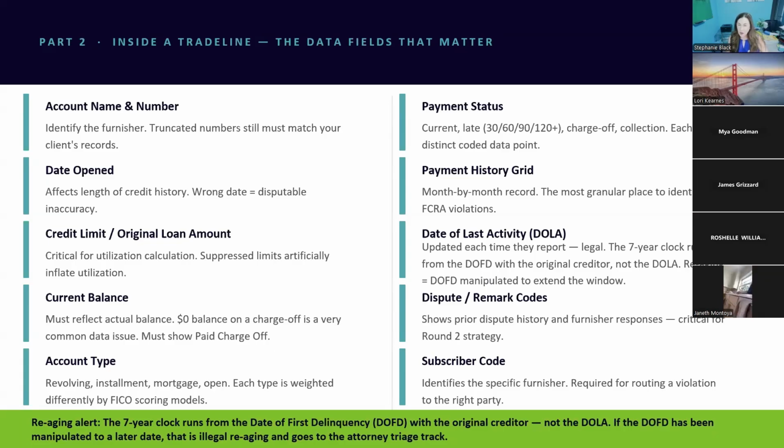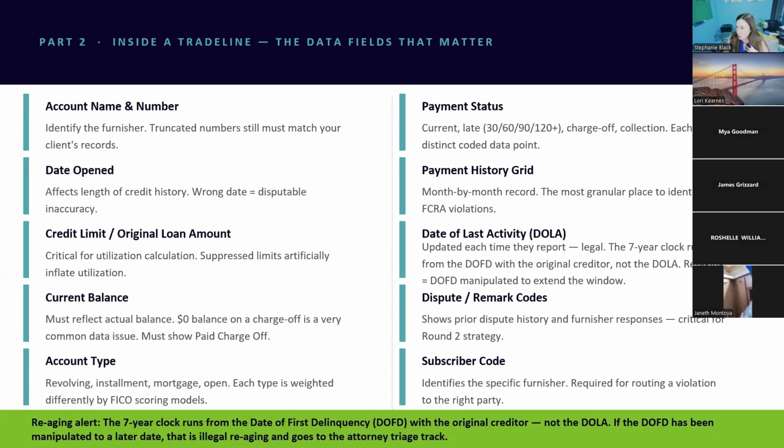Now, the 7-year clock, this is where people get confused. The 7-year clock runs from the date of first delinquency, not the date of last activity. And I'll show you the difference. So the date of last activity is usually the last time a payment was actually made on the account. And then the date of first delinquency is the first 30-day late of the event that led to the derogatory charge off. And we'll go through that a little bit more too.